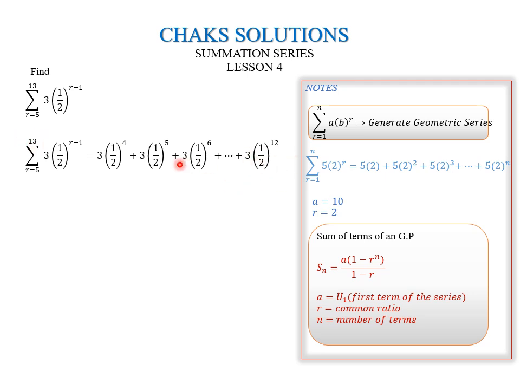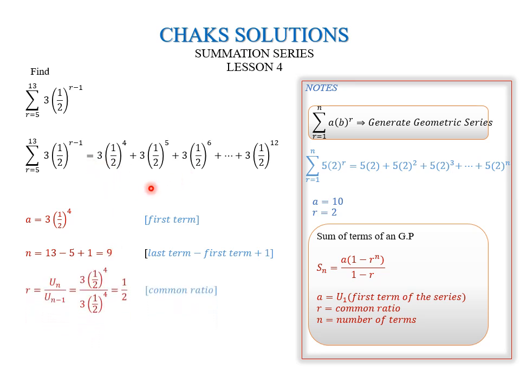We can now see that our first term here is 3 times half to the power 4. And then what else do we need? We also need the common ratio and the number of terms. The number of terms, we said, is the last term minus the first term plus 1. In this case, 13 minus 5 plus 1 gives us 9 terms. So there are 9 terms in this series.